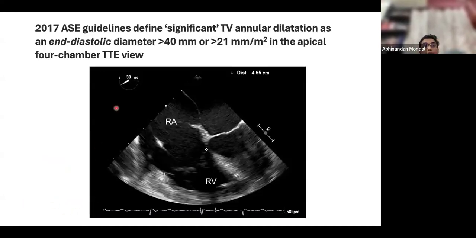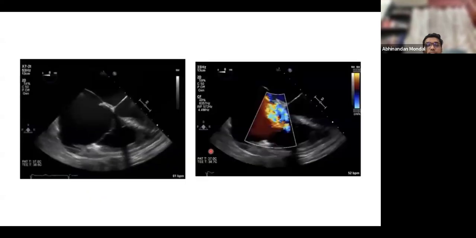So this is the 2017 ACC guideline. They have defined the tricuspid valve annular dilatation as an end diastolic diameter more than 40 millimeter or more than or equal to 21 millimeter per meter square in the apical four chamber TTE view. But this is also true for your TEE examination. So this is how you will measure the tricuspid valve annulus at your end diastole.